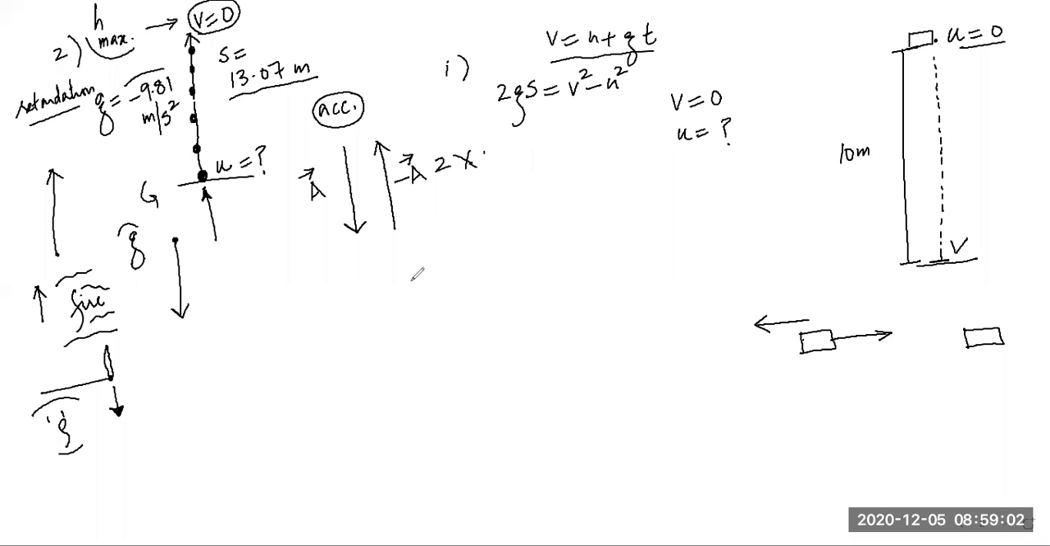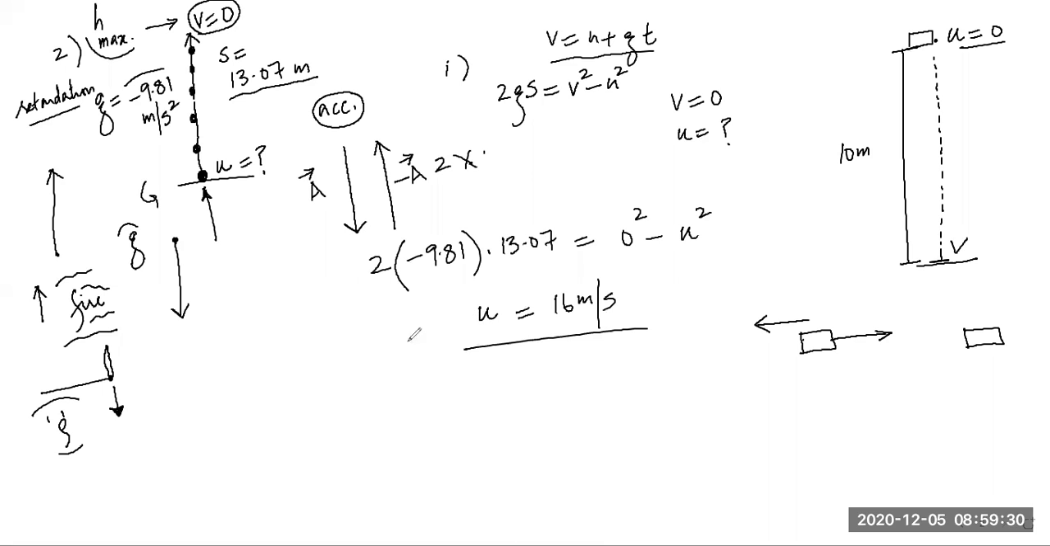So now we can write 2 into what is the value for G? Pranav? Minus 9.81, into S. S is 13.07, equal to V square, 0 square minus U square. We can calculate U from here. So that would be exactly 16 meter per second.